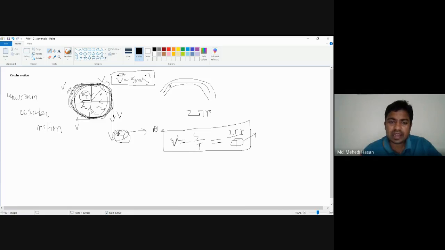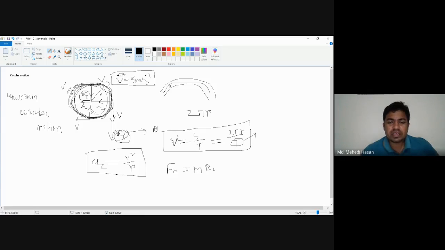If the radius and time period are given, you can easily find the velocity, or if the velocity and radius of the path are given, you can find the time period also. And centripetal acceleration, ac, is basically v square by r. This is the centripetal acceleration formula. And another thing is that the force which is producing this motion is called centripetal force, which is also toward the center. Fc is equal to m ac.